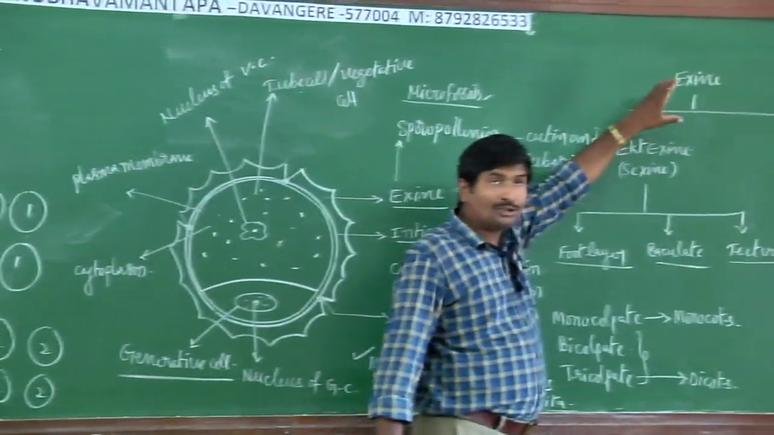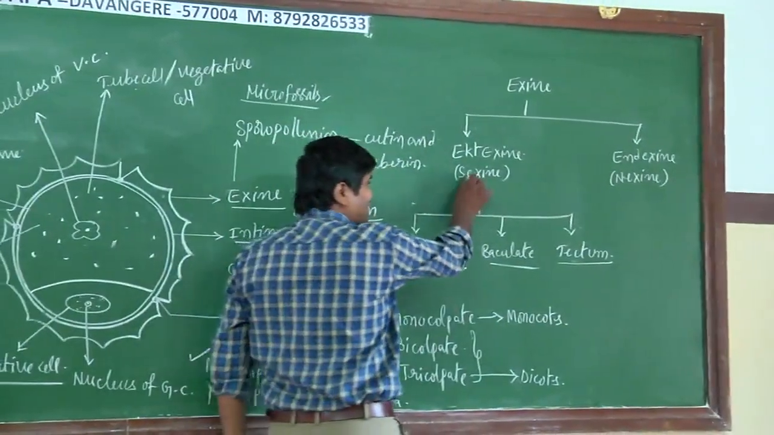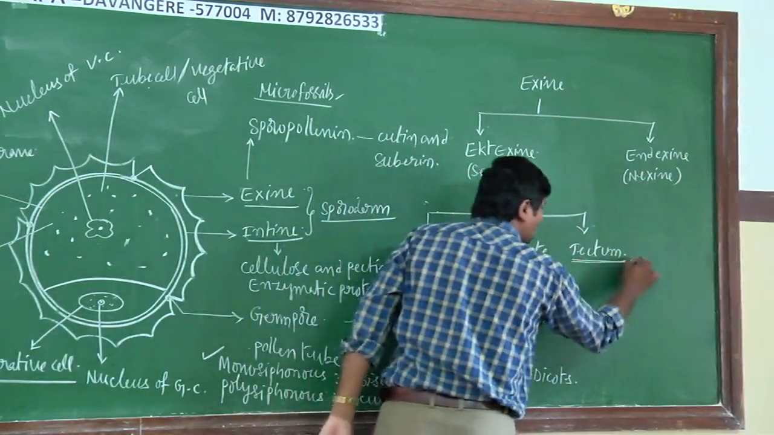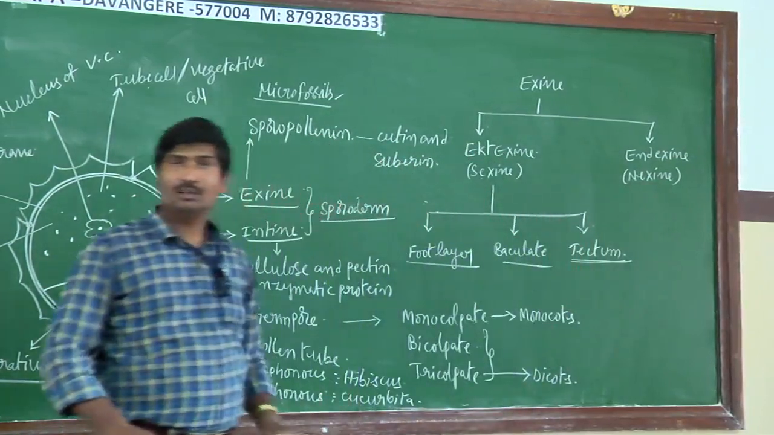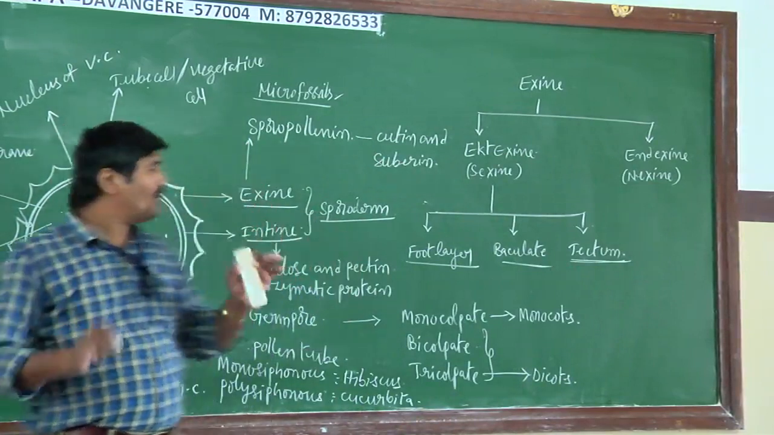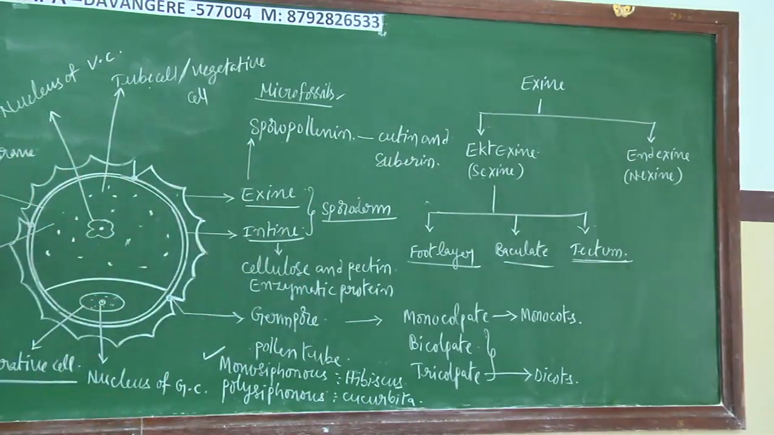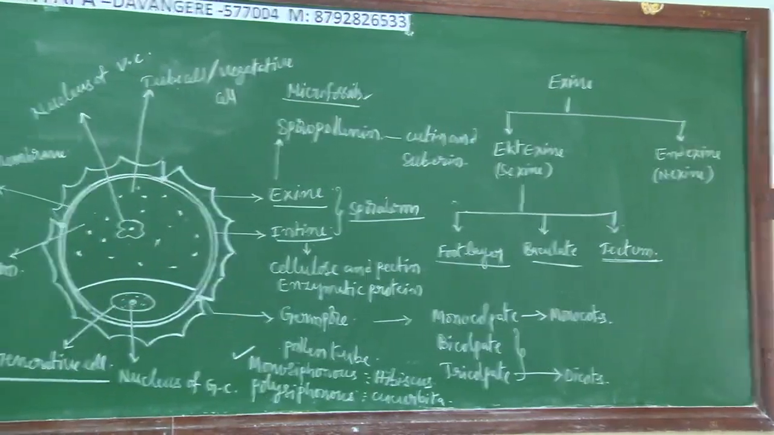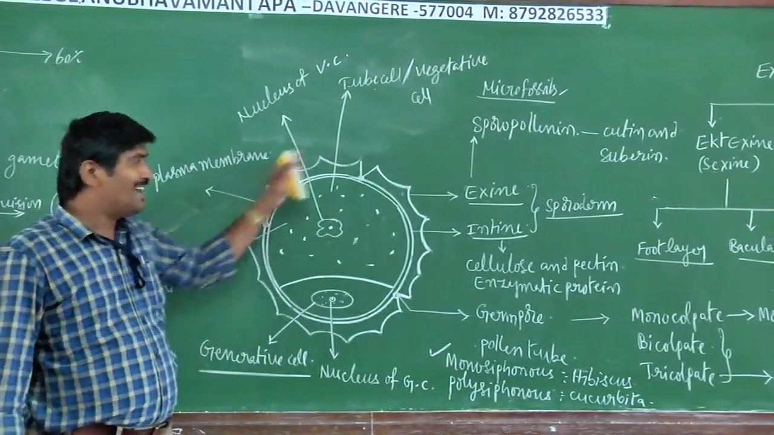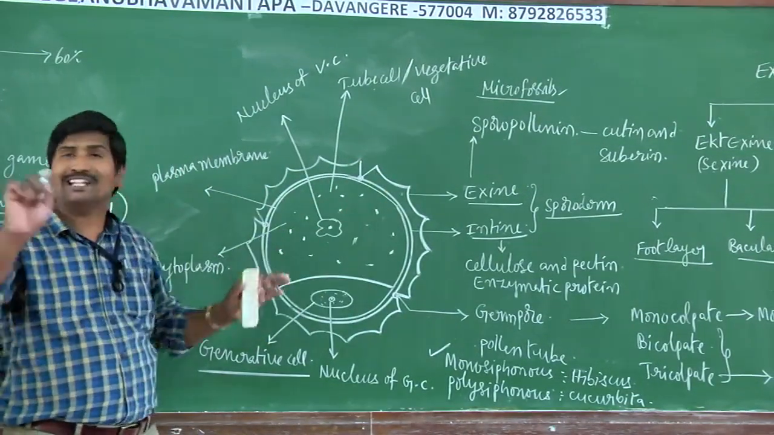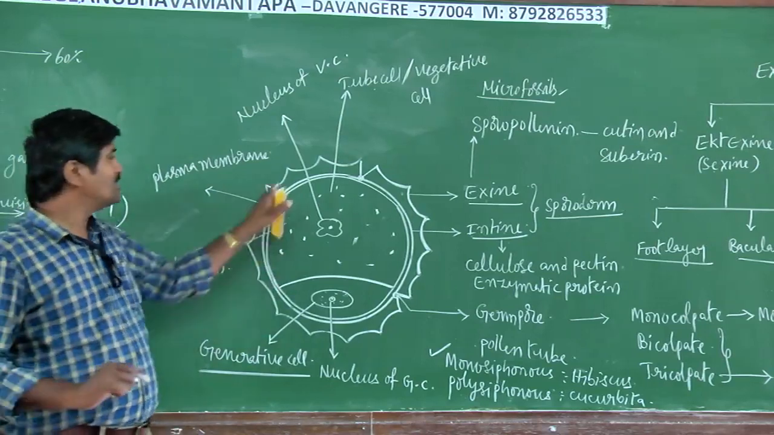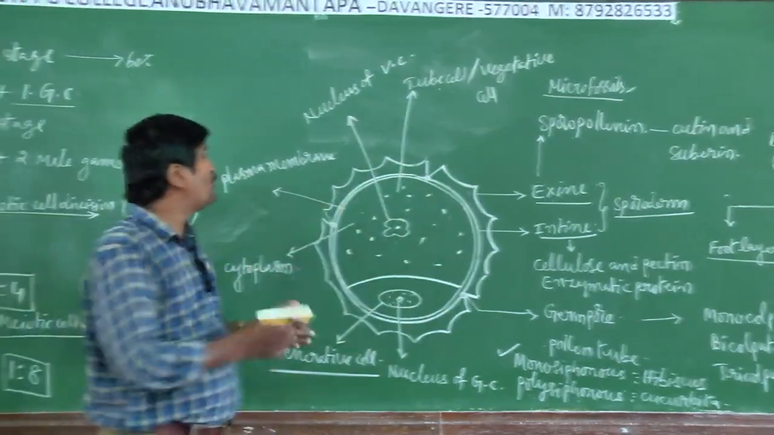See here, one more important point is that this exine is further two layers, that is the sexine and the nexine. The sexine is the outermost layer, known as the tectum. What is the main function of the tectum? It exhibits the design of the structure of the pollen grains. So generally in anemophilous plants, this exine is smooth in nature. But in entomophilous flowering plants, the pollen grains have pollen kit.